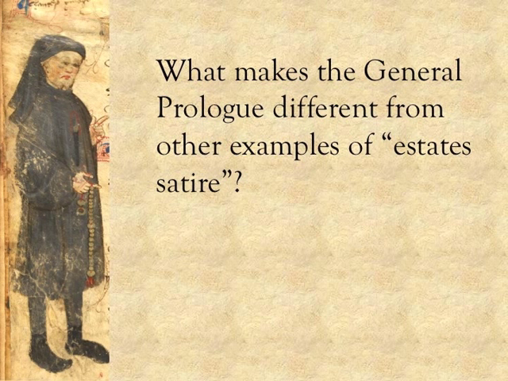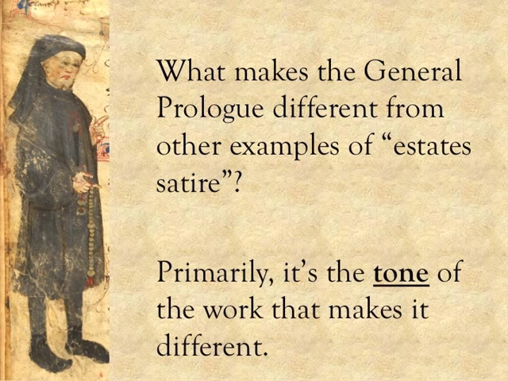And I guess the short answer to that question is the tone of the work. Most of the other estate satires that we've found are very, for lack of a better word, direct. In other words, they identify the problems of the three estates in a very explicit way, and often in a very harsh way. These aren't subtle works. They are usually kind of like rants, complaints about the different corruptions of the nobility, the different problems of the clergy, the different abuses of the peasantry, for example. And Chaucer's General Prologue doesn't feel like that at all.